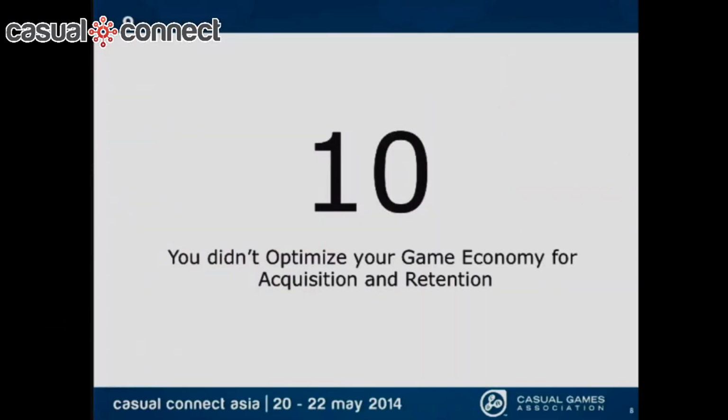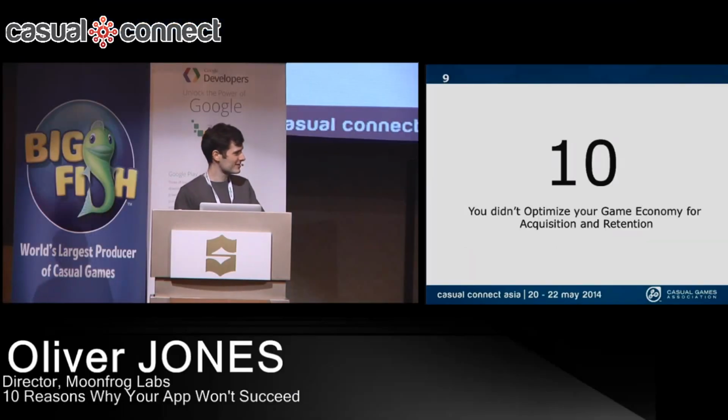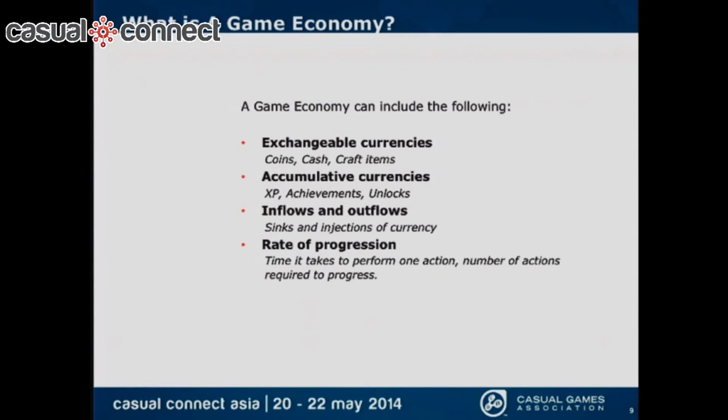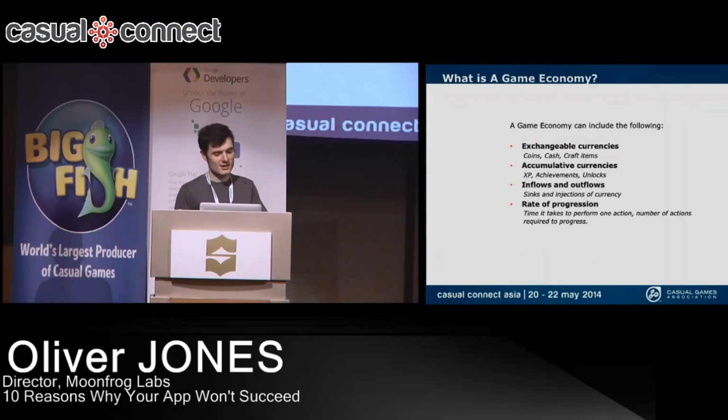Okay, so without any further ado: you didn't optimize your game economy for acquisition or retention. What I mean by game economy is any exchangeable currency, your soft and hard currencies, anything accumulative, anything that you gather that cannot be traded. If you're doing social casino, it would mean your jackpots, your payouts, inflows and outflows, your sinks and injections, and it also controls the rate of progression.